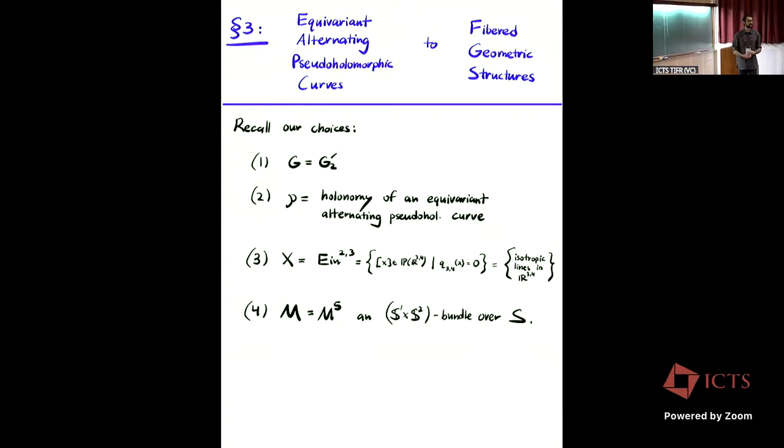And X, I gave you the name, but I hadn't defined it yet. So this Einstein 2,3, this is our model space where the geometries live. This is a space of isotropic lines in R3-4. Okay, so it's a set of lines spanned by a null vector of norm 0 in this quadratic form. This is a 5-dimensional compact homogeneous space. And our 5 manifold, I promised you, is an S1 cross S2 bundle, which I'm about to introduce to you now.